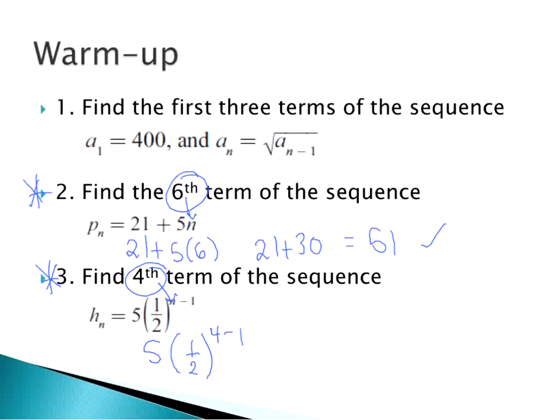So all I have to do is order of operations. Out of all those things, I have to do my exponents first. So my exponents say 4 minus 1, which should give me a 3. Everyone okay with that step? Exponents first. Now out of what I have left, am I going to multiply my 5 and my 1/2, or do I have to do my exponent? What do we think? Exponent. Yep, you guys are right.